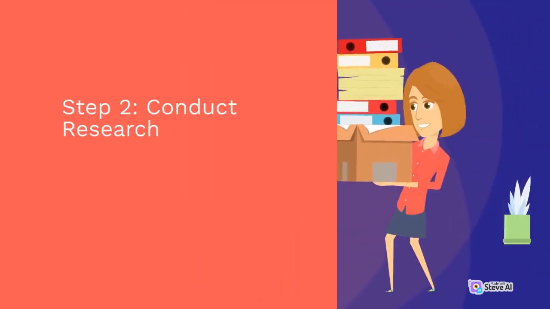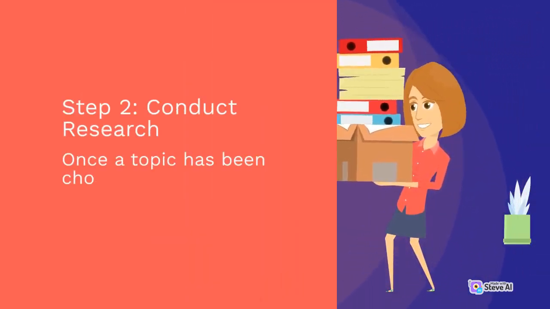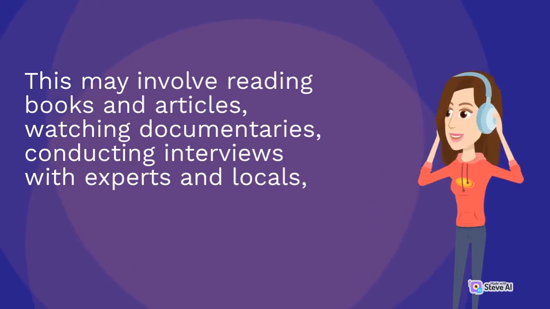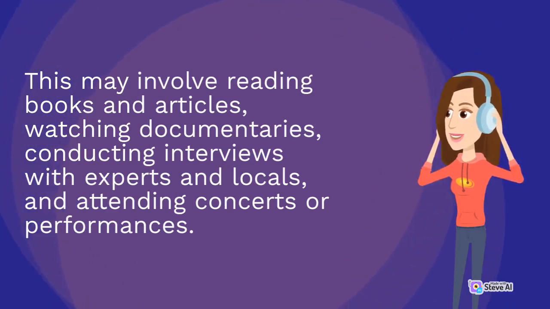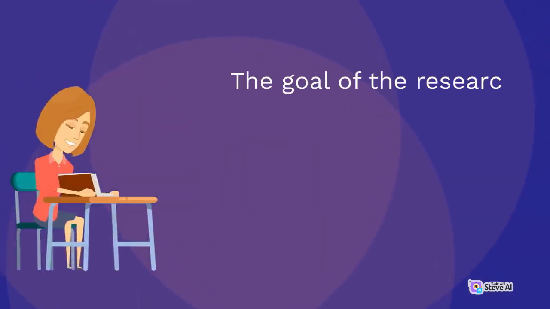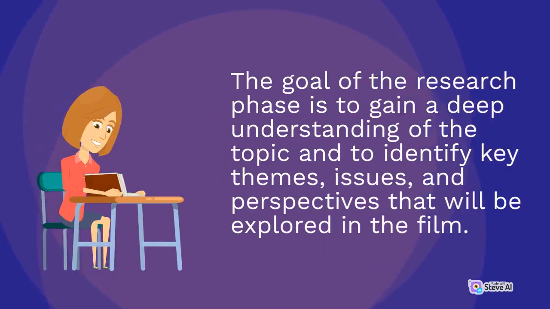Step 2. Conduct research. Once a topic has been chosen, the next step is to conduct research. This may involve reading books and articles, watching documentaries, conducting interviews with experts and locals, and attending concerts or performances. The goal of the research phase is to gain a deep understanding of the topic and to identify key themes, issues, and perspectives that will be explored in the film.